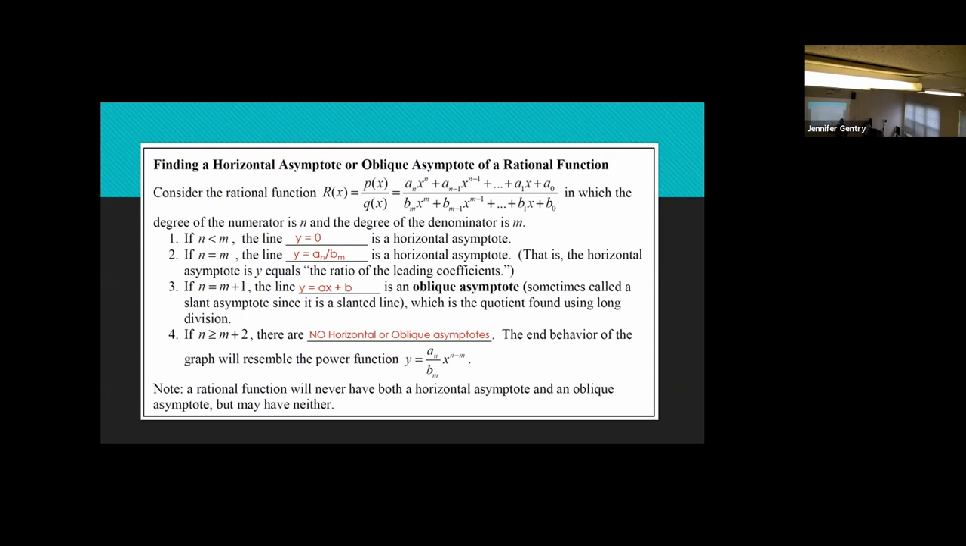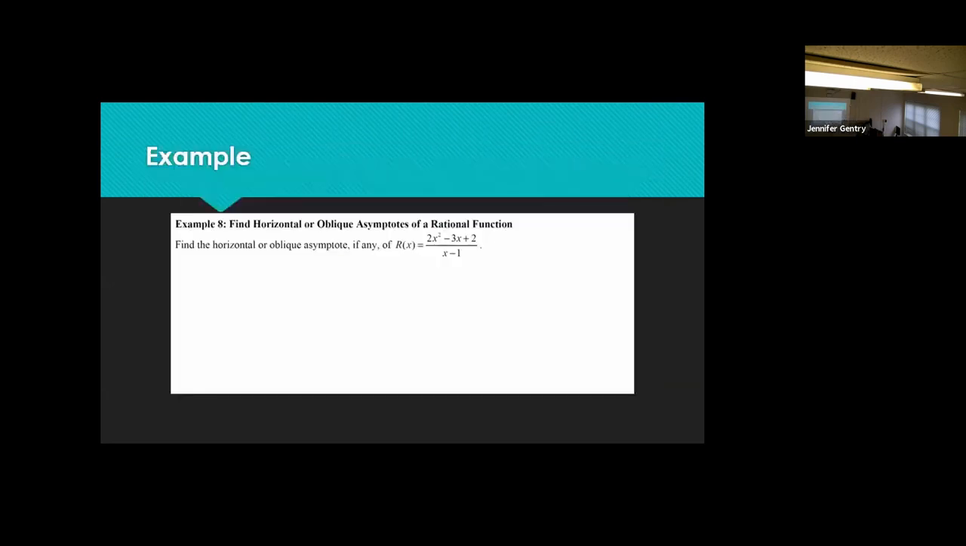So those are going to be our rules that we want to follow when we look at the horizontal asymptotes, or obliques. Let's do one last example. Find the horizontal or oblique asymptote. It's the very, very last one on the page, the one on the very bottom. Sorry about that.